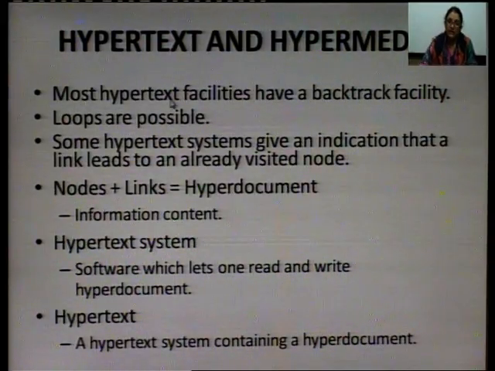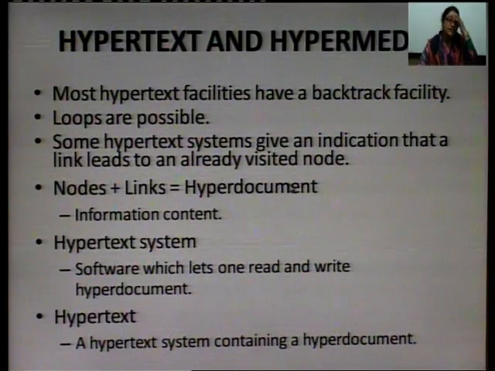Most hypertext facilities have a backtrack facility in which loops are also possible. Some hypertext systems give an indication that a link leads to an already visited node. So, nodes plus links are equivalent to hyper documents, which is an information content. A hyper document is a document containing information contents.